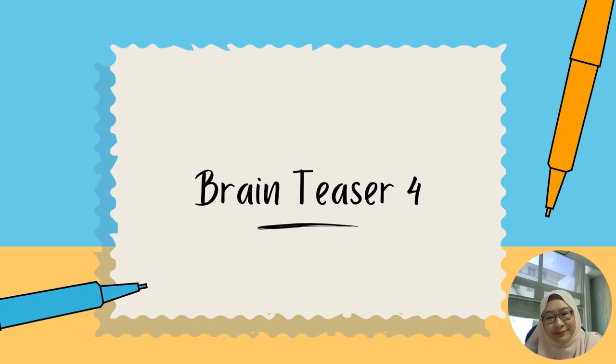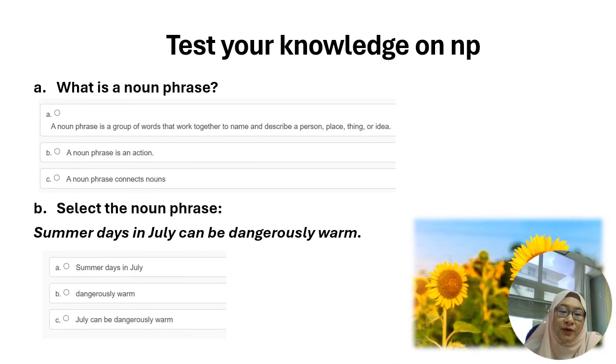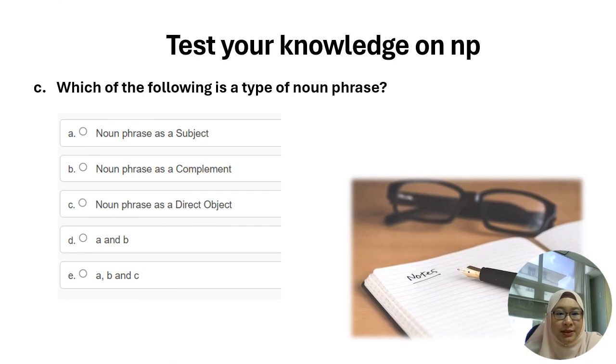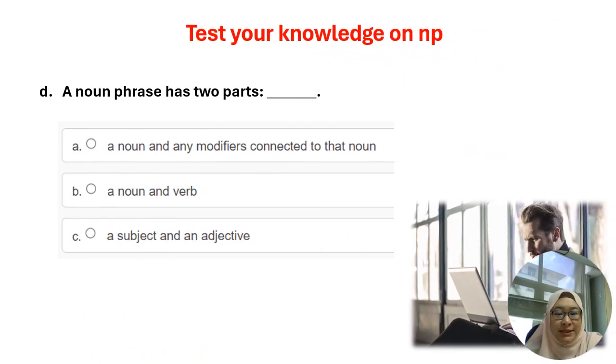Okay, next activity is brain teaser 4. For brain teaser 4, you only have to complete all these multiple choice questions. If I'm not mistaken, there are only 4 questions in the upcoming slides. So test your knowledge on noun phrases, read the questions and choose the correct answer. This is question number 3, followed by question number 4.